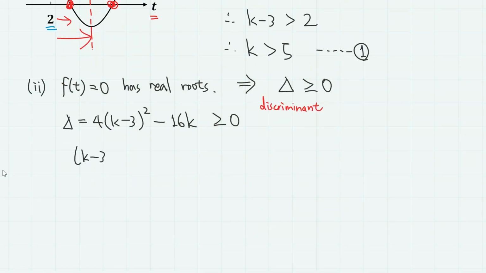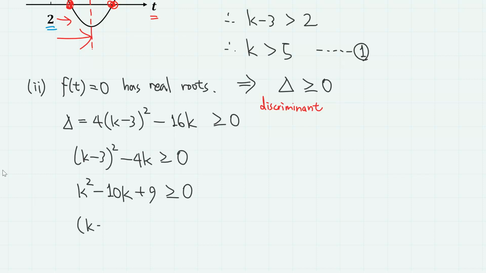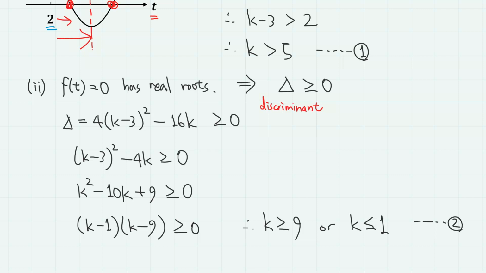So we have (k minus 3) squared minus 4k is greater than or equal to 0. So we have k squared minus 10k plus 9 is greater than or equal to 0. So (k minus 1) times (k minus 9) is greater than or equal to 0. So we have k greater than or equal to 9 or k less than or equal to 1. So we have this range for k.